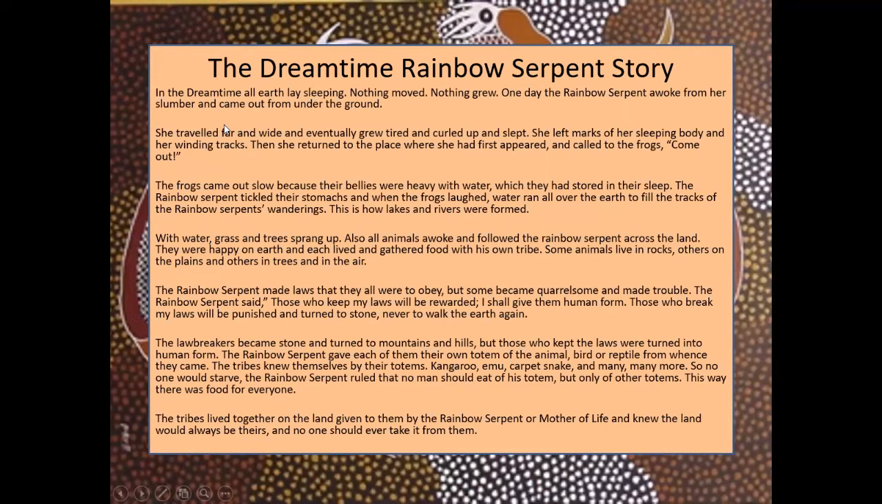In the dream time, all earth lay sleeping. Nothing moved, nothing grew. One day, the rainbow serpent awoke from her slumber and came out from under the ground. She traveled far and wide and eventually grew tired and curled up and slept.